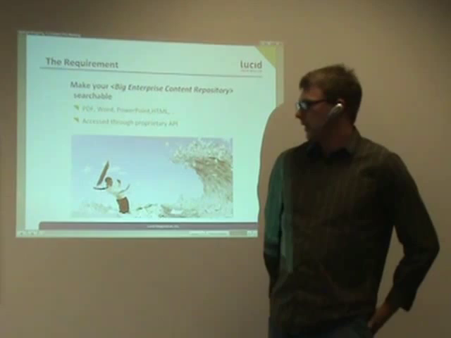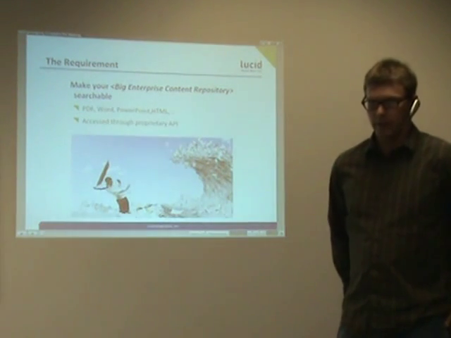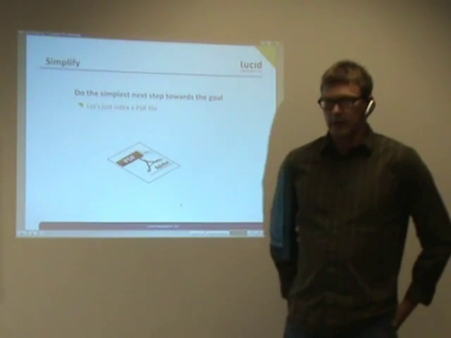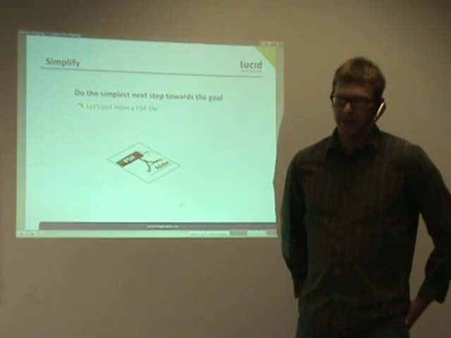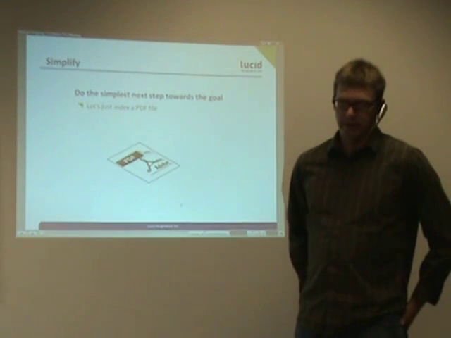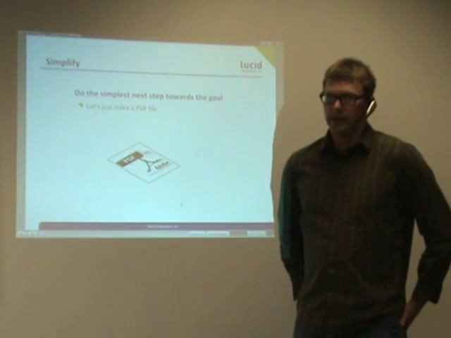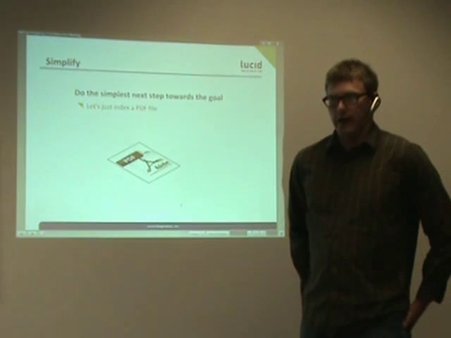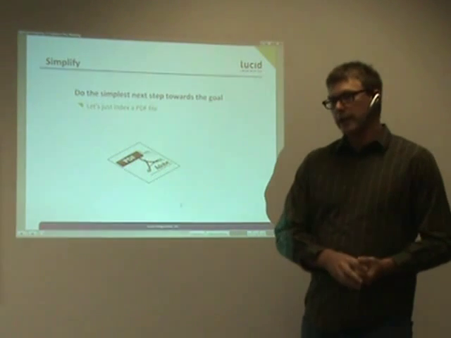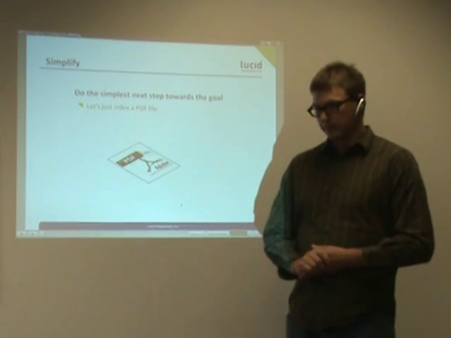So what we're going to do is start the application with the simplest possible thing that will work. I really encourage you, when you're prototyping, to whittle down the problem so that the next step that you do is the simplest thing that you can do that's going to put you towards the goal. And in this case, we're simply going to index a PDF file. We're going to ignore the fact that we need to talk to some kind of big content repository. We know we're going to be able to get that PDF from that content repository. We want to push that into Solr and make it searchable right away.